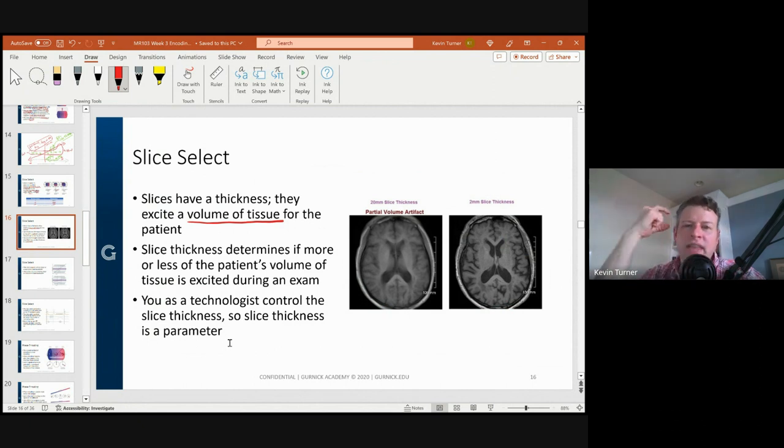So volume of tissue, that just means how much of the patient are we scanning. A thick slice is a big volume, a thin slice is a little volume. Slice thickness determines if more or less of the patient's volume of tissue is excited during an exam. Slice thickness is a parameter that we can choose on the machine. It's one of our parameters.